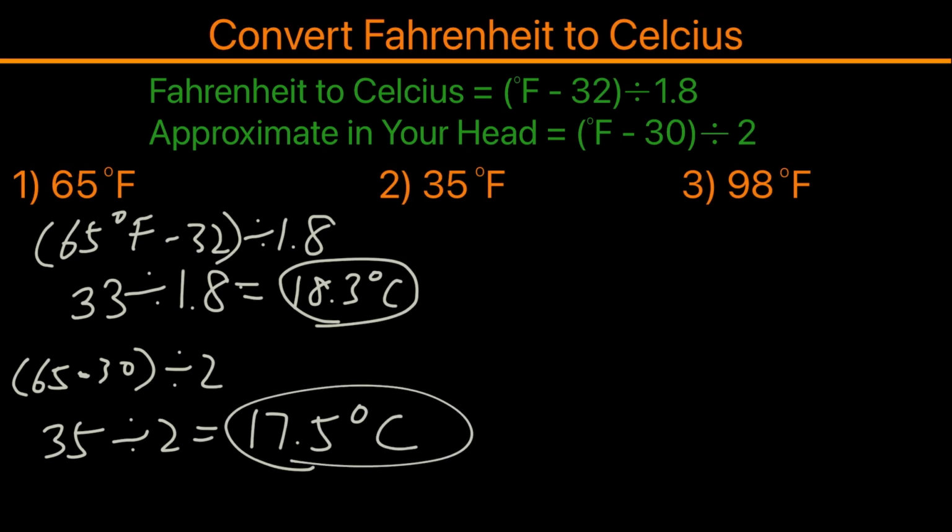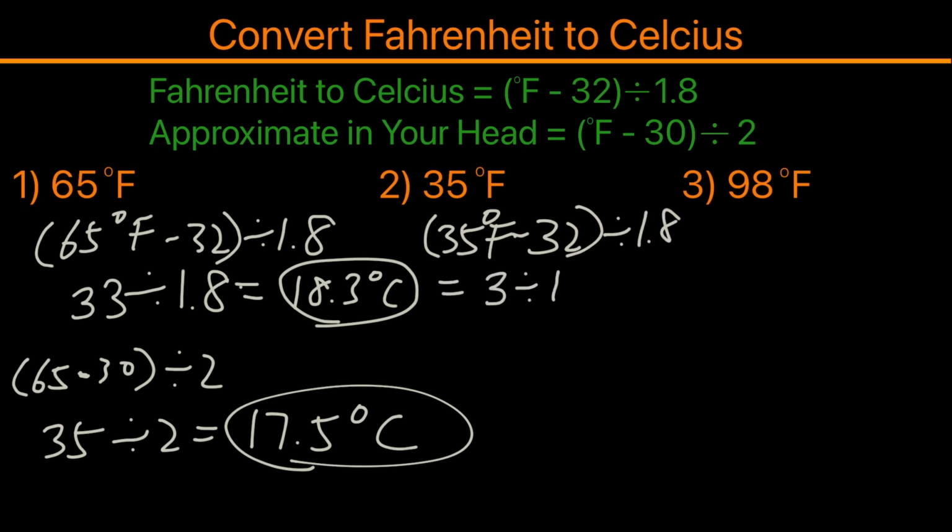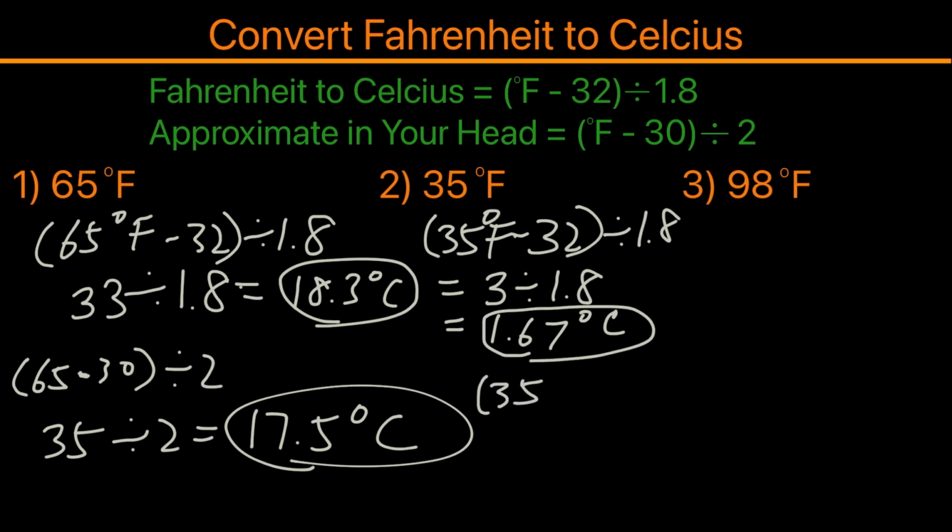Now, for the second example, we have 35 Fahrenheit. So we'll take 35 Fahrenheit minus 32, then divide by 1.8. And that will become 3 divided by 1.8, which is 1.67 Celsius. Now, if we do the approximation, taking the same 35 minus 30 divided by 2, we will have 5 divided by 2, and our approximation is 2.5 Celsius.